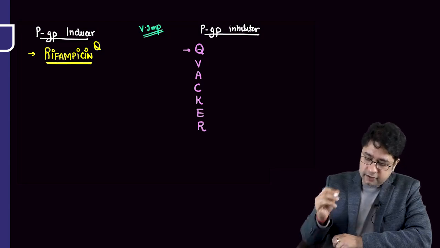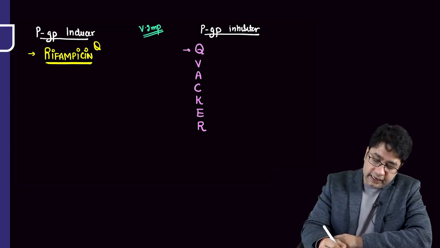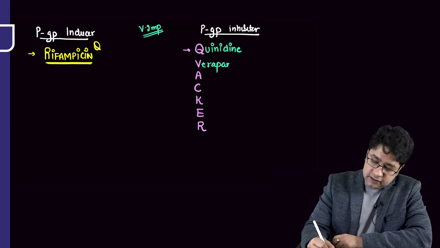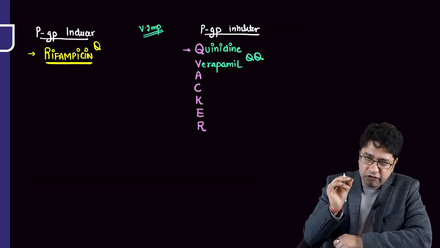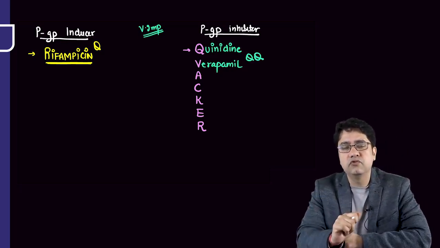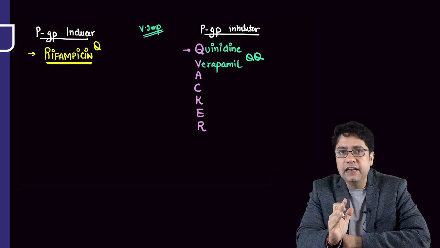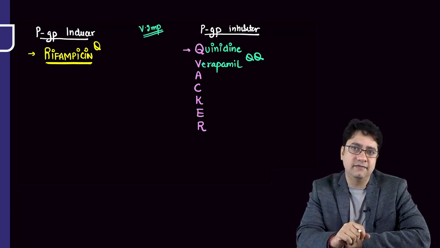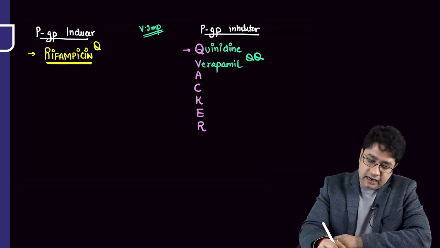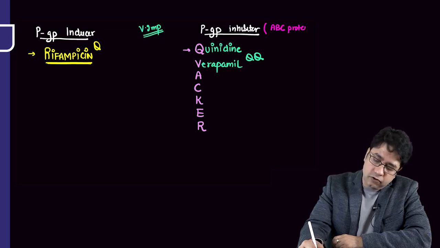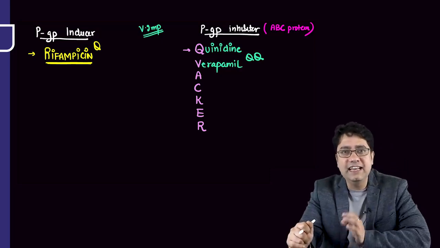And let's make it quacker. Q for quinidine, one drug used in arrhythmia. Verapamil, which is a calcium channel blocker. Please remember, very commonly asked question. The question which was asked this year in INICET was, which of the following drugs inhibits ATP binding cassette? They haven't asked about P-glycoprotein. They ask about ATP binding cassette or ABC protein. And we know that P-glycoprotein is an ATP binding cassette.